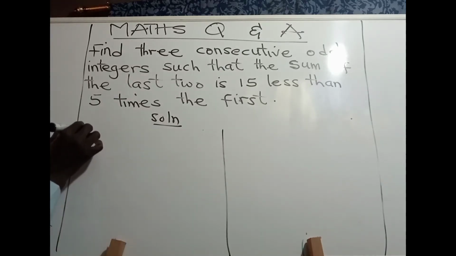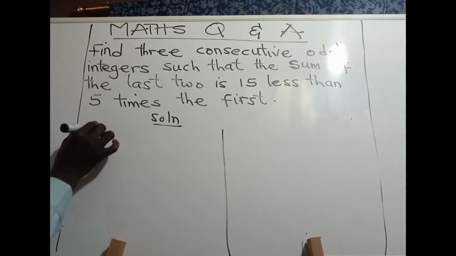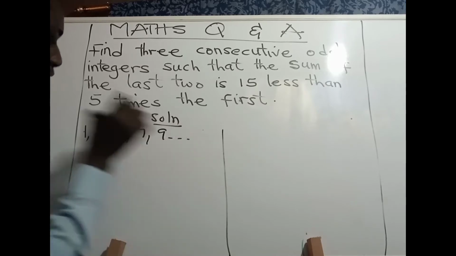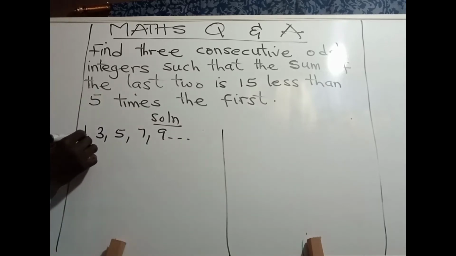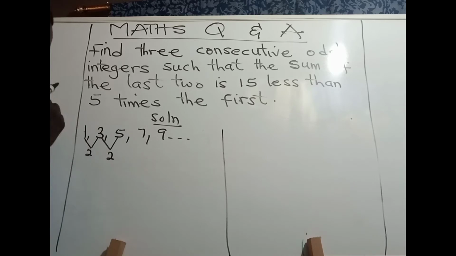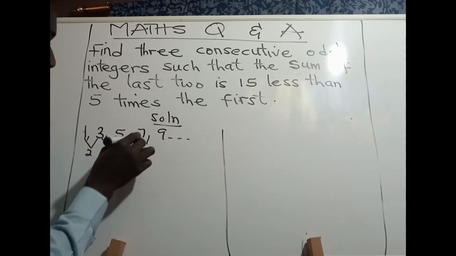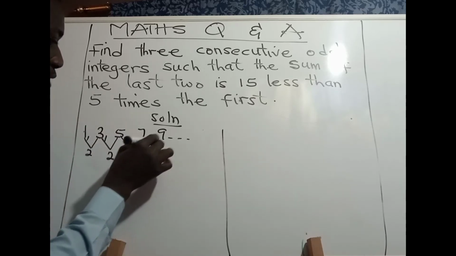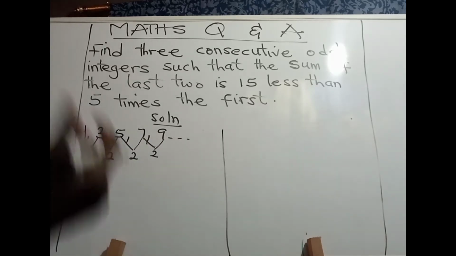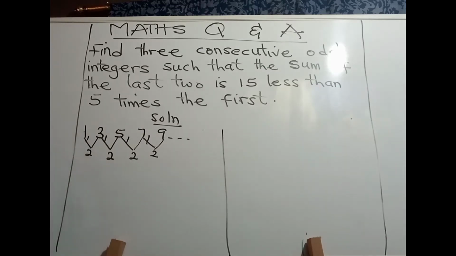Let's take it as we have these consecutive odd integers: 1, 3, 5, 7, 9, and the rest. Before you move from 1 to 3, how many steps will you move? You move 2 steps, right? So that means we added 2 to 1 to get the next consecutive odd number. The same thing applies between 3 and 5: you have to add 2. To move from 5 to 7, you have to add 2. So generally, the difference between successive odd integers is what?